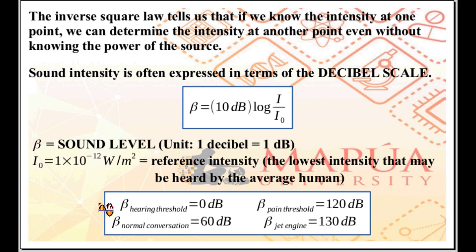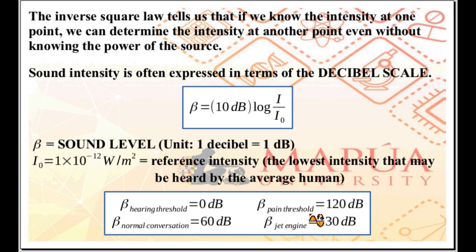Here are some sample values for sound level beta. At the hearing threshold, beta is 0 decibel. The hearing threshold, or threshold of hearing, is the lowest sound level that may be heard by the average human. Then we have normal conversation, where beta is 60 decibels. And at the pain threshold, beta is 120 decibels. Pain threshold is the sound level at which the sound is very painful to the human ear.